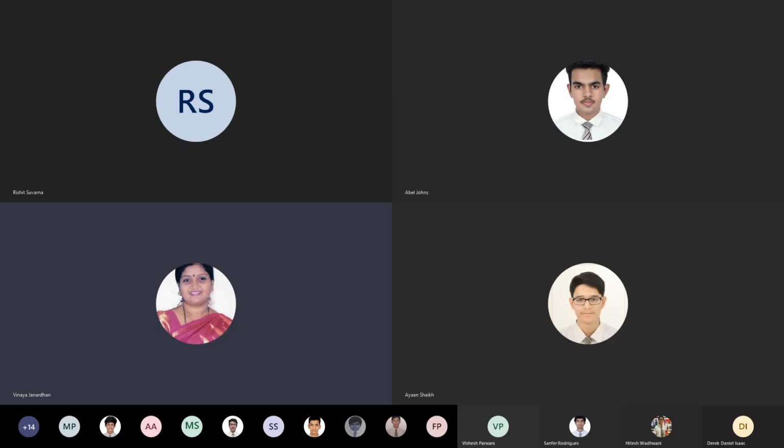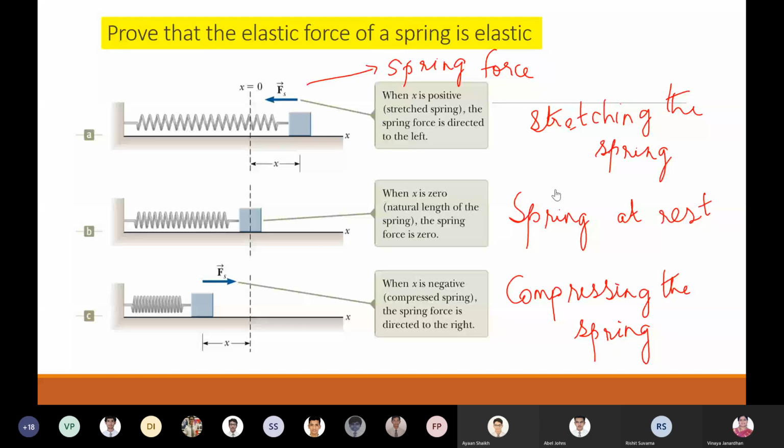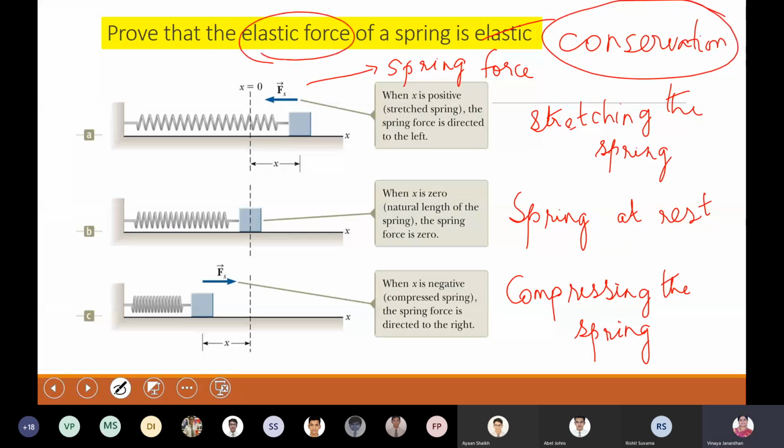The definition for the conservative force is the work done. Let it be your spring force. This is an elastic force. Elastic force, here we talk about spring force.